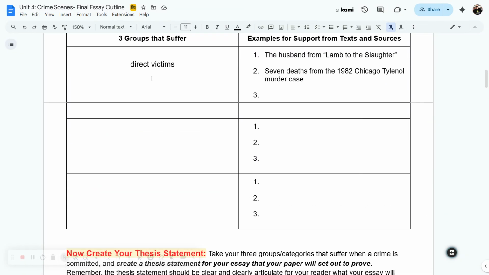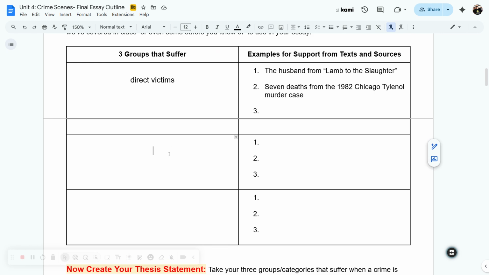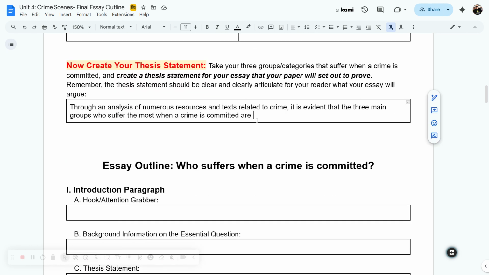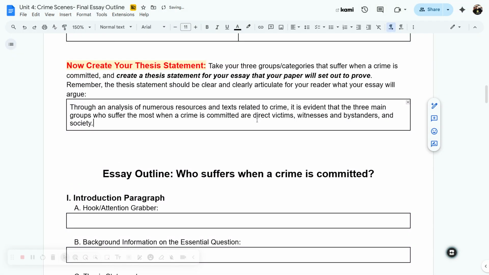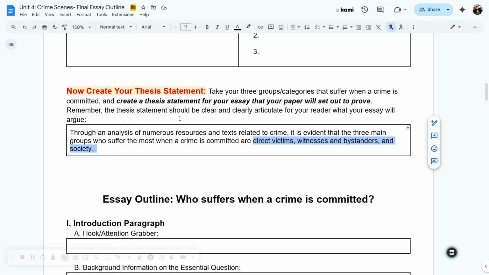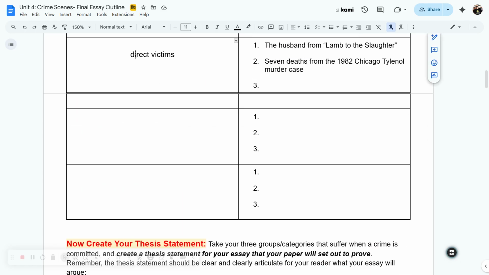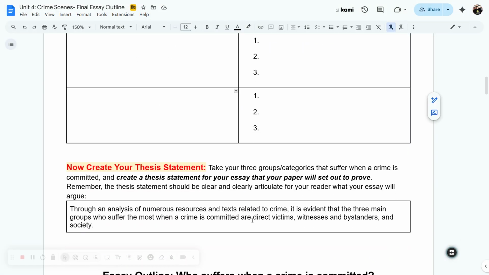So you want to look up here at your box and type out the 3 groups you've chosen. So it could be direct victims, comma, witnesses and bystanders, comma, and then society. Those are the 3 groups that you're going to do. Do not copy mine. You are doing the 3 groups that you are writing about. So look up here, look at the 3 groups that you've chosen, and write those out right here, right now. Pause the video and do that now.